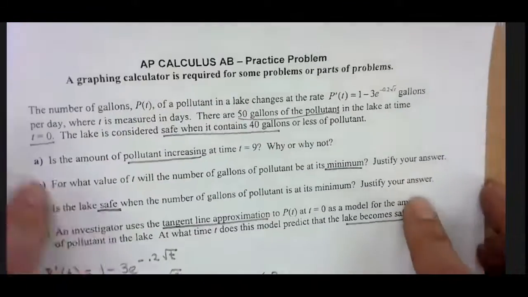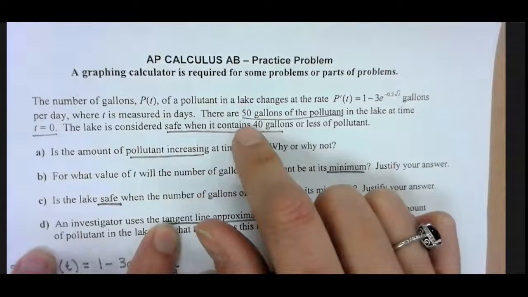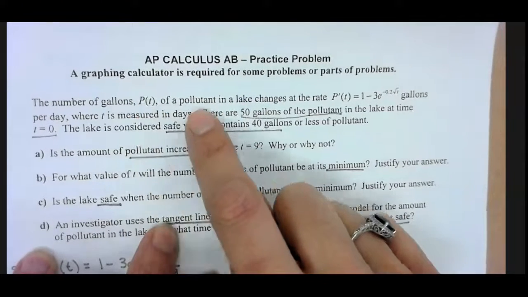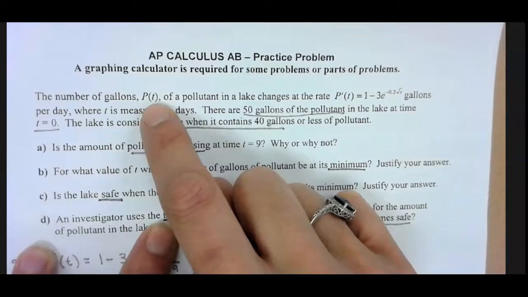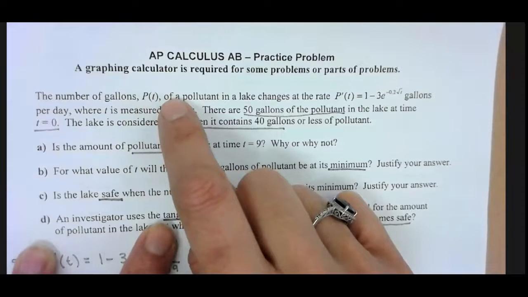AP calculator question. So the first thing I would do is read through it and underline things that I need to know. It says the number of gallons of pollutant in the lake. Gallons tells me that this is the original function. It's not a rate. So I'm saying, okay, gallons, not a rate.